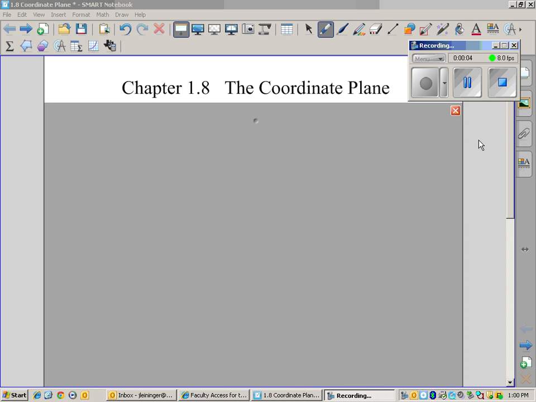Today we're going to be talking about the coordinate plane. Again, this is not new to you. You've had this at least in sixth grade and probably most of you in fifth. But there's some vocabulary that we need to review, and we need to talk about actually a scatter plot, and we need to plot some data.